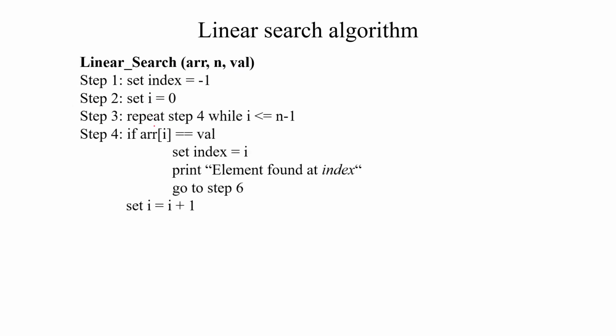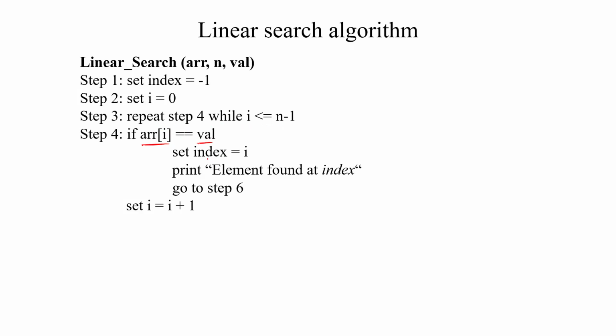Step number 3 is to repeat step number 4 while I is less than or equal to n minus 1. This is a kind of for loop which we are writing in the form of language. So repeat step number 4. What is step number 4? In step number 4, we are checking every element of the array to see whether it is equal to the value or not. First I will check with I equal to 0, so array of 0 will be checked with the value, then array of 1. Suppose this matches, meaning the element is found.